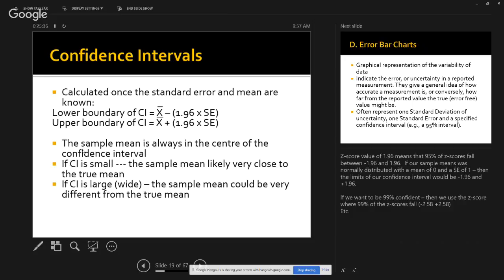Your sample mean is always in the center of the confidence interval. So if your confidence interval is small, then the sample mean is probably very close to the true mean. If you have a very wide confidence interval, again, it is saying it could be different. So we want to look at our standard errors, because the smaller the standard error, the more confident we are that our mean is good. Then we look at confidence intervals, same thing. It's slightly different, but it's telling us the likelihood that our sample mean is actually representative. So you want it to be small.